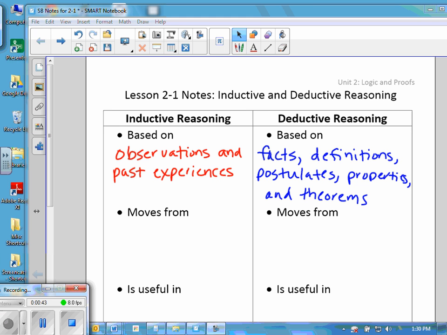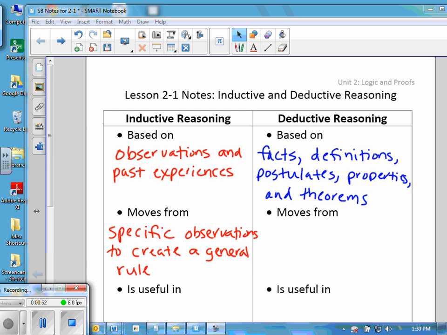Another difference between inductive and deductive reasoning is the direction that it moves. Inductive reasoning moves from specific observations to create a general rule, whereas deductive reasoning moves from a rule to a specific result.